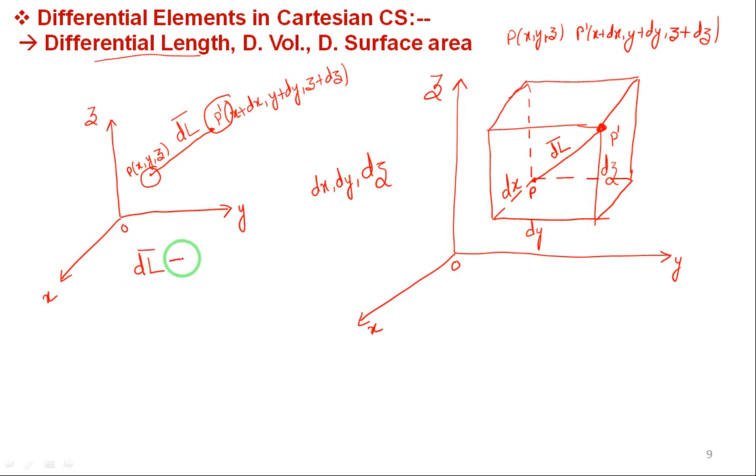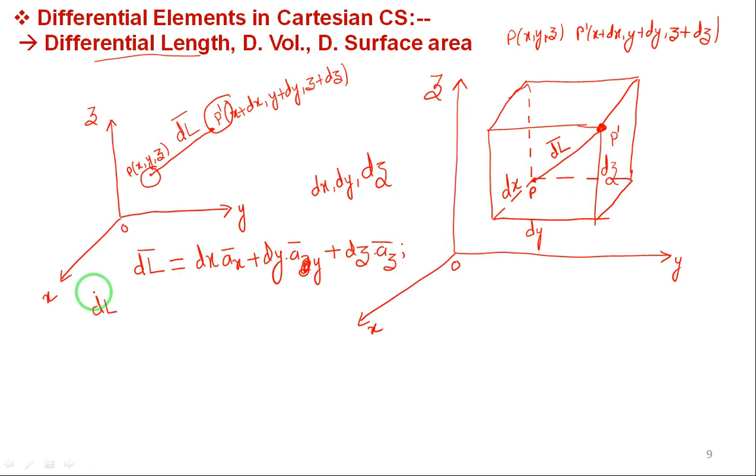Differential length dl vector is equal to, observe here, P is having coordinates x, y, z, P dash is having x plus dx, y plus dy, z plus dz. Just apply the distance formula and subtract it. X plus dx minus x, so I will be getting dx along x direction, dx into ax plus dy into ay. Sorry, it is ay, not az. Dy into ay. You don't make such mistakes. Dz into az. So this is the distance vector.